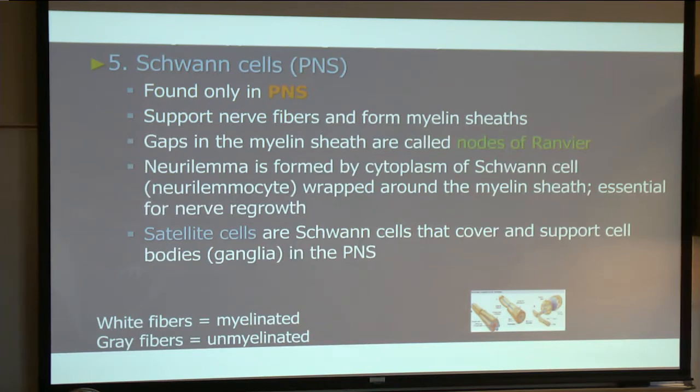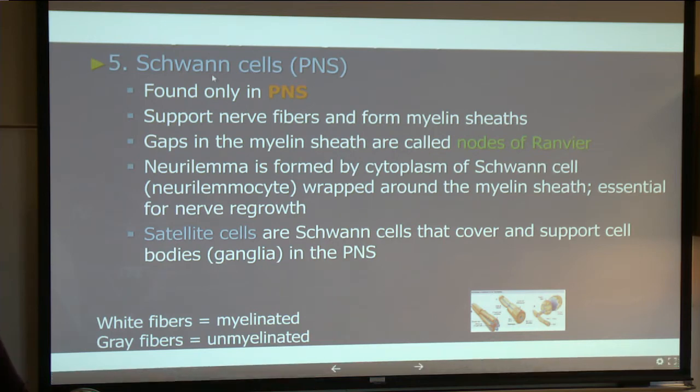There's a few other definitions up here. One thing to keep in mind, these cells typically cover the fibers. If these cells cover the cell body, then we call them satellite cells. But if they cover the fibers like the axons, then we call them Schwann cells. If they cover the cell body, then they're satellite cells.